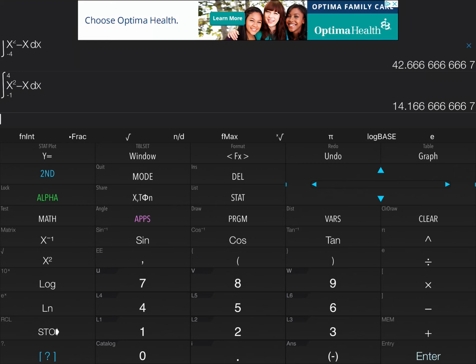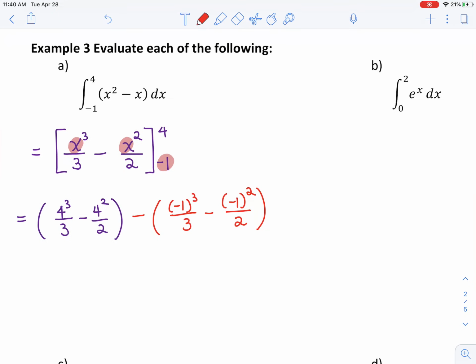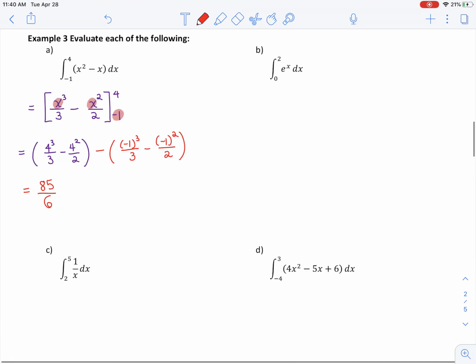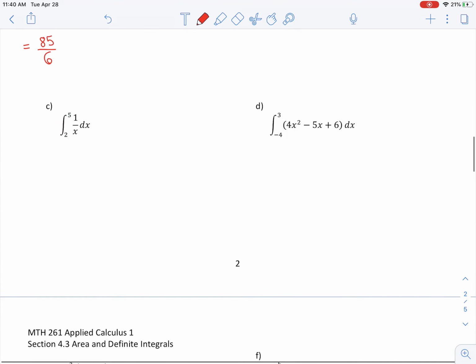So the answer is 14.16 repeating. If I want to be very accurate and give them the final answer in fraction, I will just convert that. 85 over 6. This equals 85 over 6. Okay? All right.